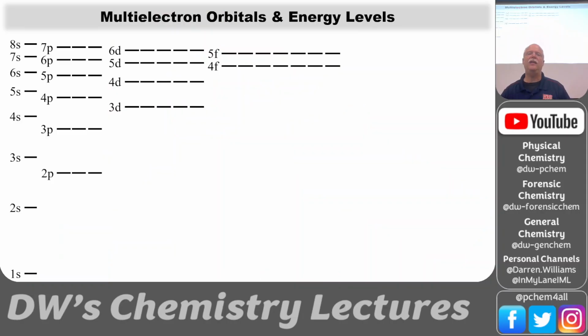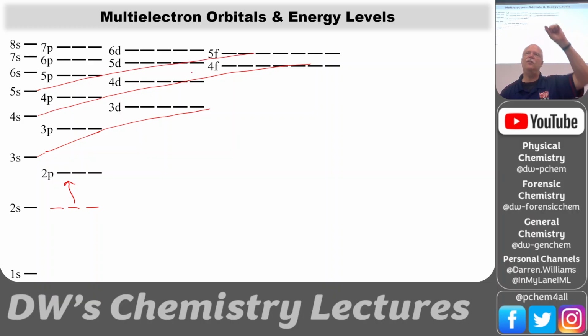But when we get to multi-electron orbitals, then s, p, d, f have a different energy. So this is how they go. So notice how the 2p orbitals used to be here, now they're up there. Okay. And look at the 3s, 3p, 3d, 4s, 4d, 4f, 5s, 5p, 5d, 5f. So you see how they get closer and closer together as we get up.